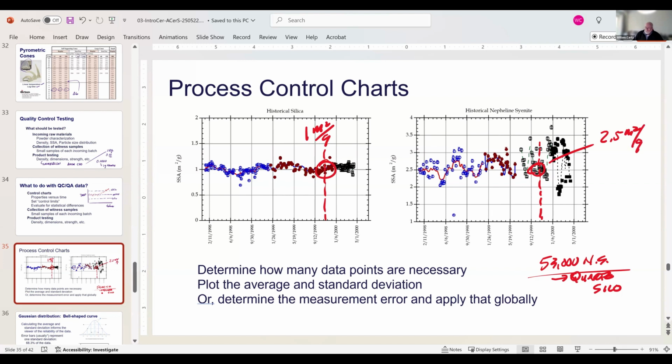And through a rule of mixtures, we could calculate how much nepheline syenite was in the quartz and then compensate. Ran 14 batches, eliminating all the nepheline syenite. We recovered 51,100 pounds of nepheline syenite, so we're about 3% off, and production didn't stop. So there is sort of an unexpected benefit of having a process control chart and monitoring your incoming raw materials.